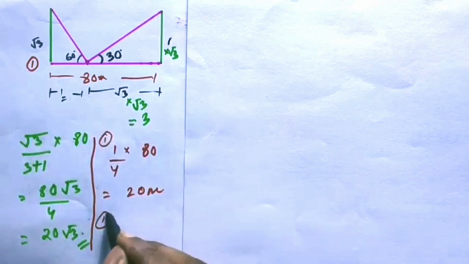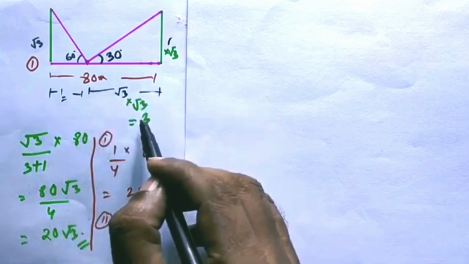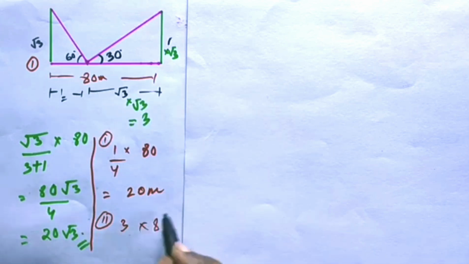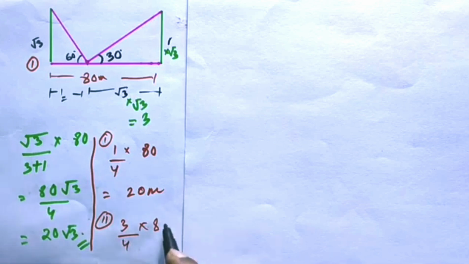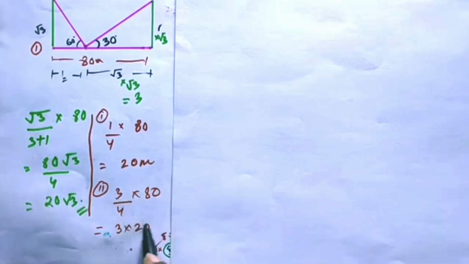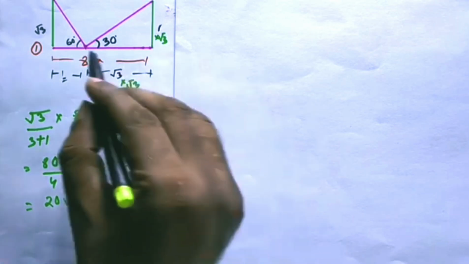Second case, the ratio is 3. Value is 80. And the values ratio is 3 plus 1, which is 4. So 80 by 4 is 20, and 3 into 20 is 60 meter from the second pole this point is.